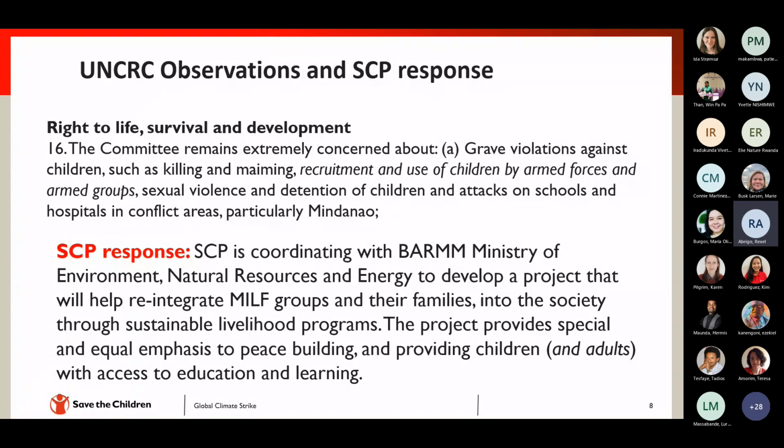Primarily because when the MILF groups heard about this, they were also very eager to engage in this endeavor. This has been a very good avenue for us to understand what they want, and what they want is for their children to not go through the same process of being recruited in the armed forces and engaging in all these things. So it's a very good peace building program for them.